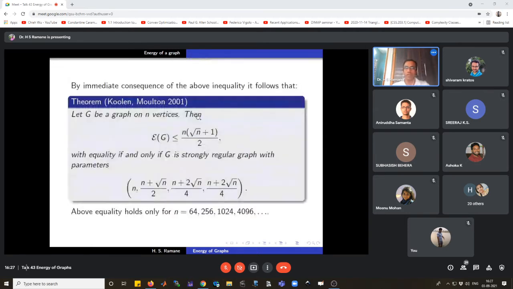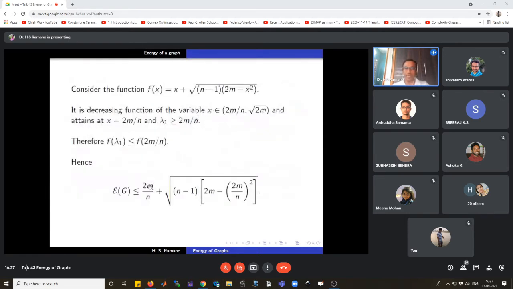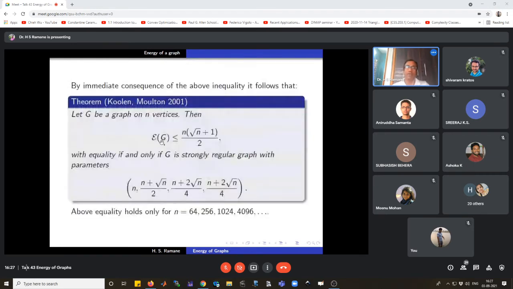As I told, further they replace this m with x, and again using the maxima minima, they obtain this bound. Okay, this is n into square root of n plus 1 by 2, in terms of n only, in terms of the order of a graph. And this equality holds if and only if G is a strongly regular graph with these parameters. That is, n is the number of points of the graph.